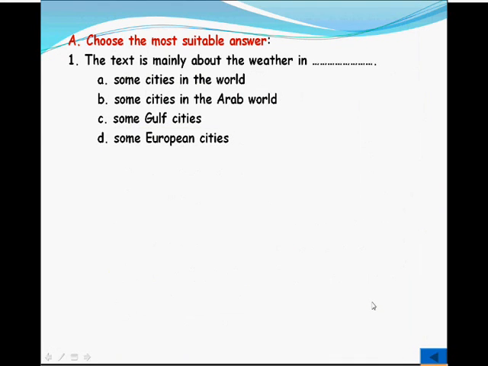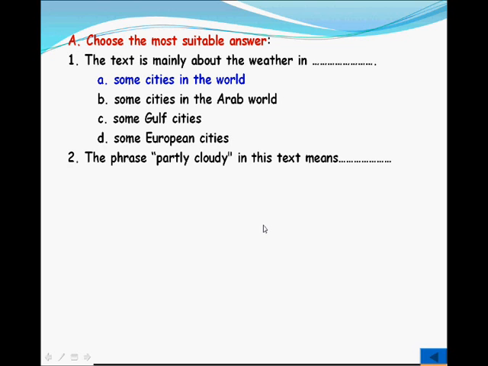So what do you think the correct answer is going to be? Very good. Some cities in the world. Excellent. Number 2.